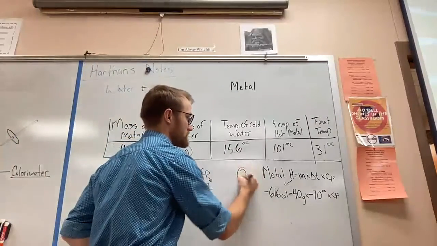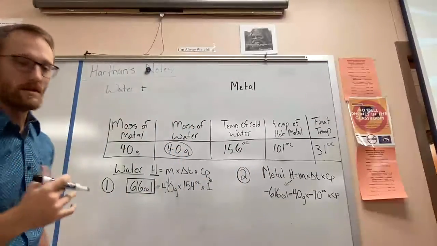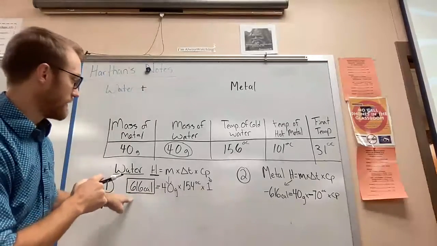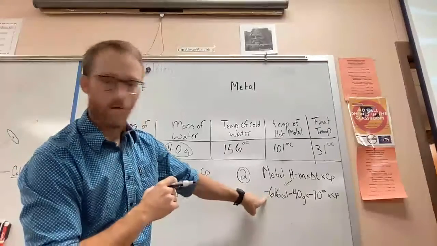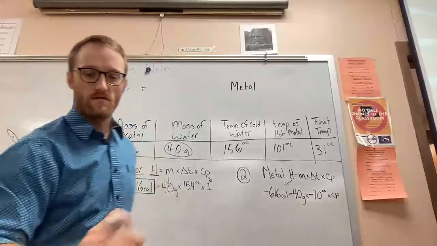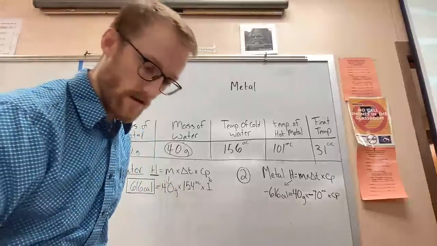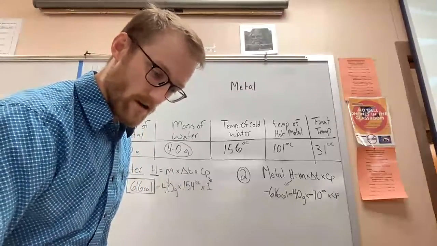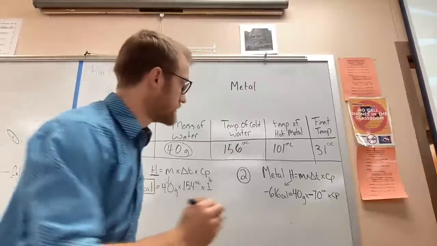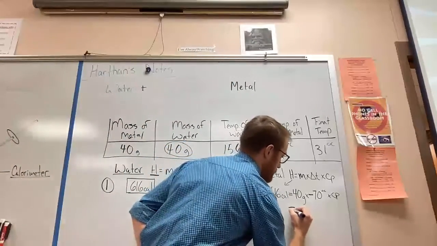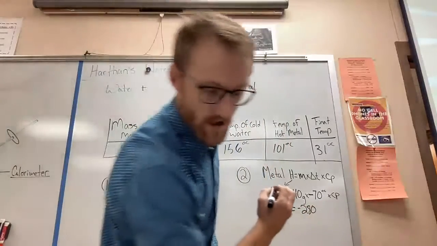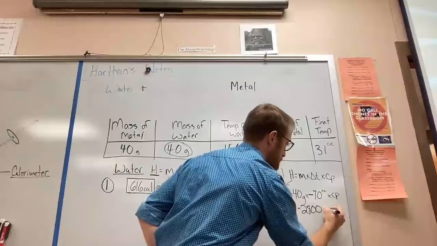It says solve for the specific heat of the metal. The key piece was we had to figure out how much heat went into the water, and that amount of heat or energy was transferred by the metal. That's how this works. Okay, so when we do the math on this, let's see, 40 times negative 70 gives us negative 2,800, right? Times CP.